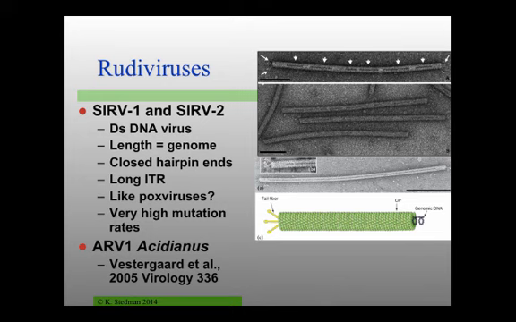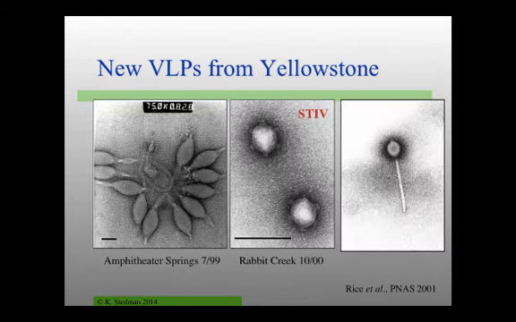These guys also have some fascinating tail-like structures at their ends, which you can also see quite nicely in the EM. We found a number of new virus-like particles in Yellowstone. In fact, that picture of the tomato soup spring is very close to Rabbit Creek, where I found STIV.